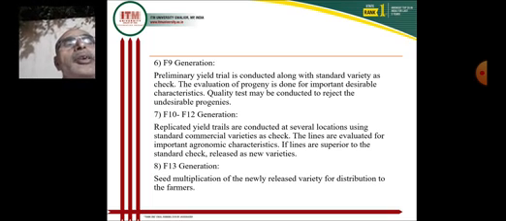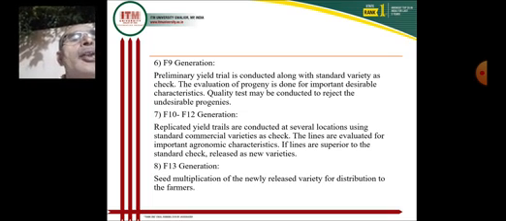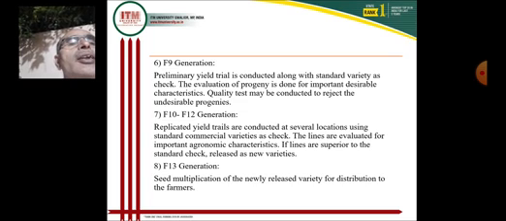So in F9 generation, yield trial along with the standard check and quality test are conducted. So the inferior progenies are rejected in this generation.